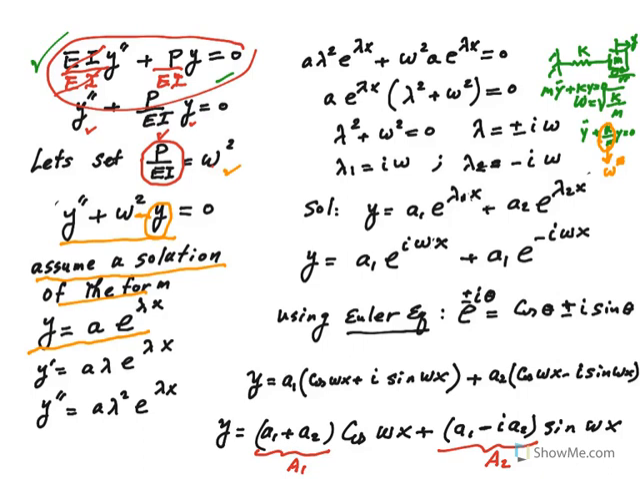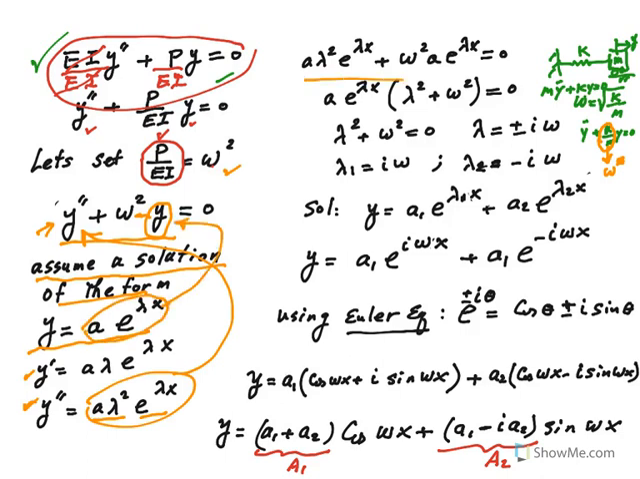After you make an assumption for the solution, you have to plug that back into the equation. So we need y double prime. We take the first derivative and the second derivative becomes a lambda squared e to the lambda x. Now we're going to take this and plug it in here, in place of y. And that's exactly what I did here, guys.